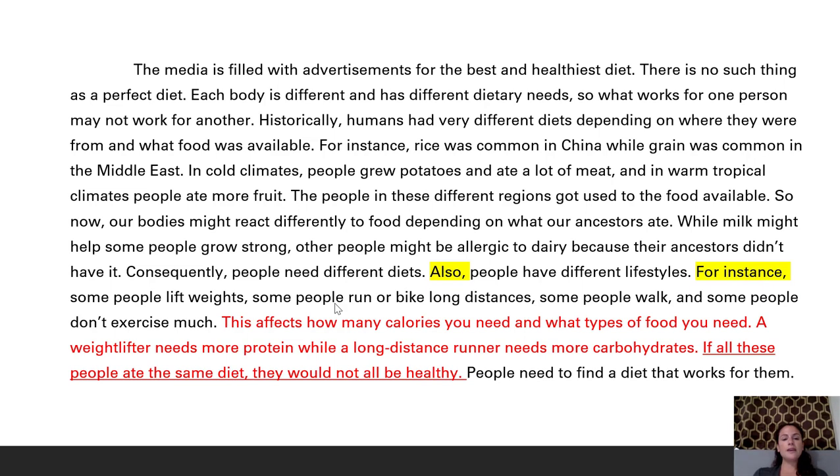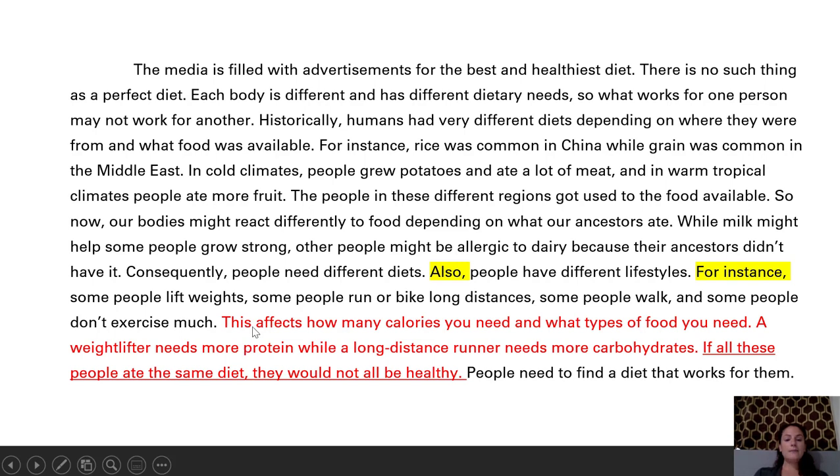So, there are a few things the author did to improve. First, they added some transition words. Also, people have different lifestyles. So this lets the reader know that we are going from one idea about different diets in different areas to this new idea about different lifestyles. This is another reason we need different diets. For instance, again, adding a transition word to show now we are giving specific examples of different lifestyles.